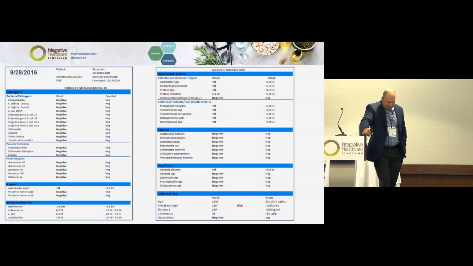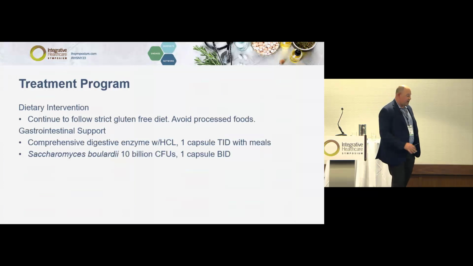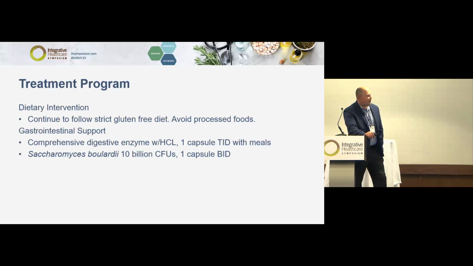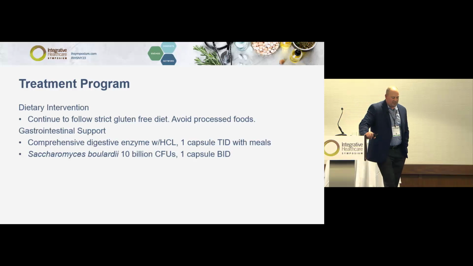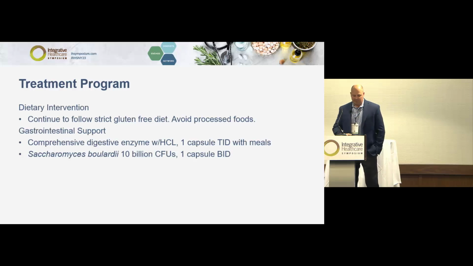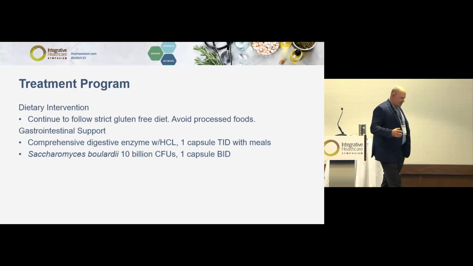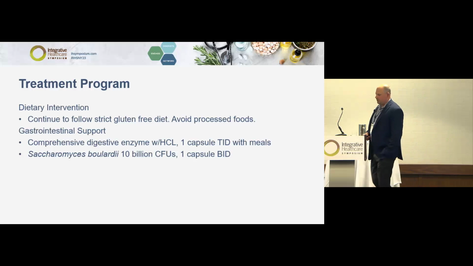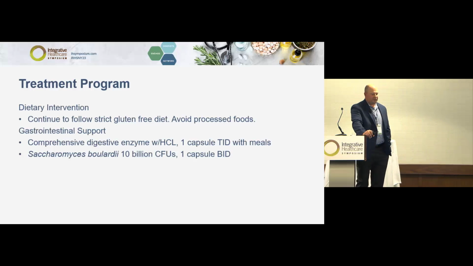So based upon all her testing, everything came back pretty optimal. She had a significant improvement in her joint pain, and then we just continued the strict gluten-free diet, avoiding the processed foods, and then we continued some of the GI support. Now, obviously, I'm just giving you a short snapshot of how we initially started things. I mean, obviously, I'm going to work on other things later with nutrient status.